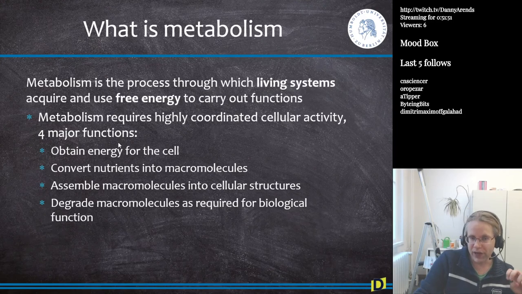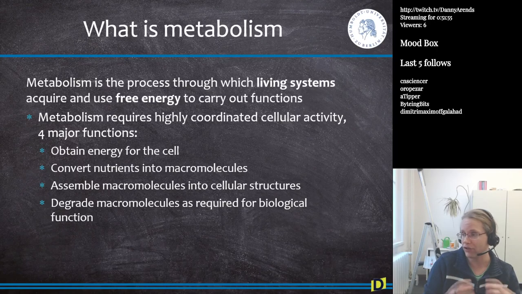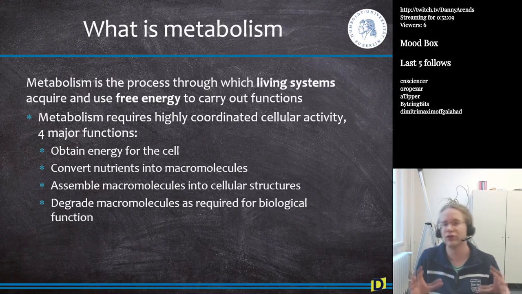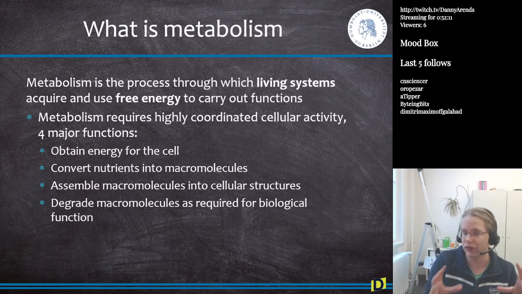So there are four main functions. The first one is, of course, to obtain energy for the cell, because every cell needs energy to survive. The other function of metabolism is to convert the nutrients that the cell takes up into bigger molecules like DNA and RNA and proteins. It also needs energy to assemble these bigger molecules into cellular structures, right? Because it costs energy to make something like a muscle.